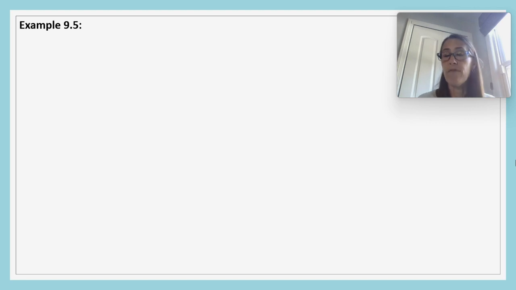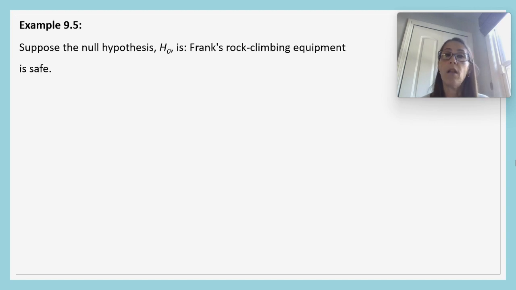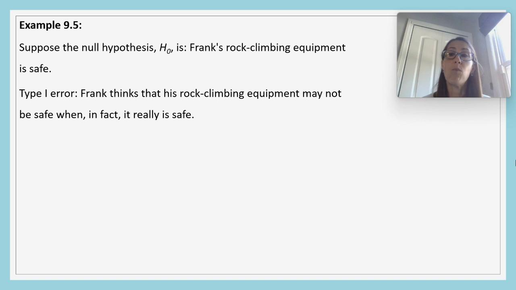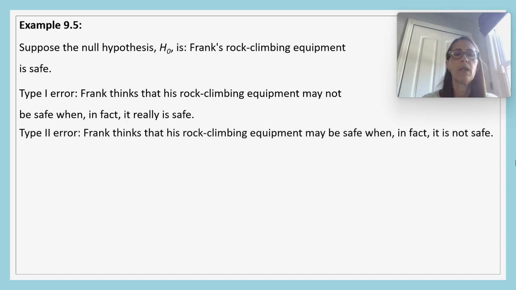Example 9.5, suppose the null hypothesis, H0, is Frank's rock climbing equipment is safe. A type 1 error would be Frank thinks that his rock climbing equipment may not be safe when in fact it really is safe. So he rejected the null hypothesis, but it was true. A type 2 error, Frank thinks that his rock climbing equipment may be safe when in fact it is not safe.